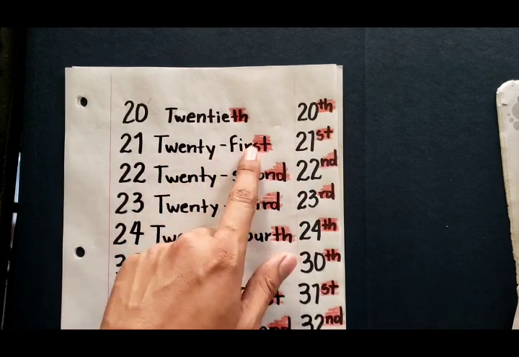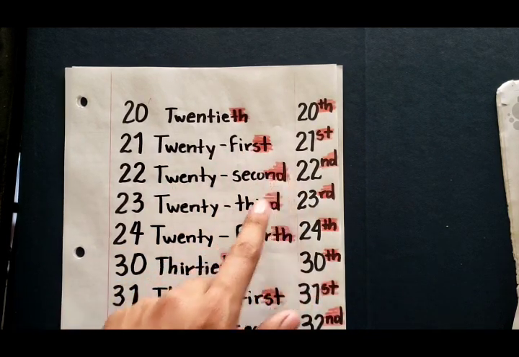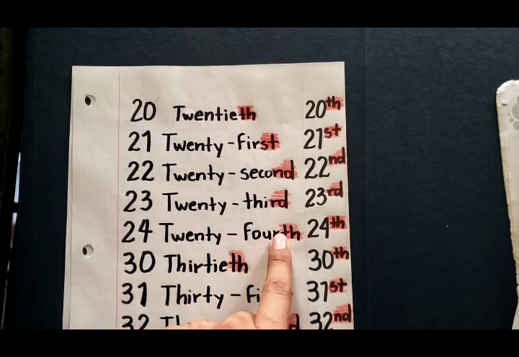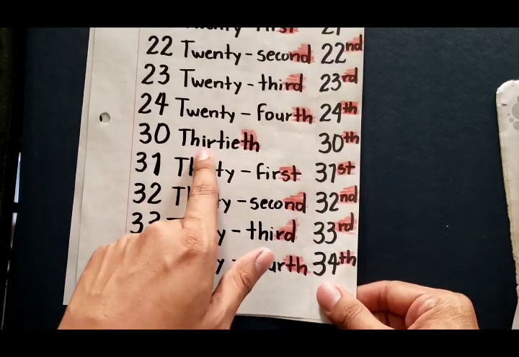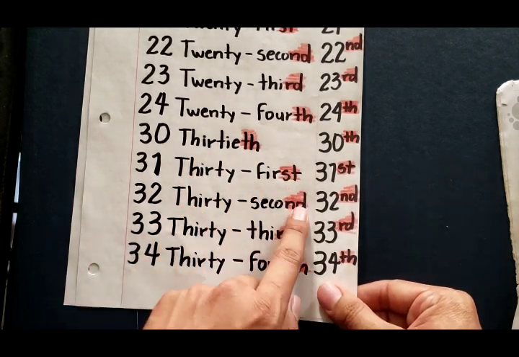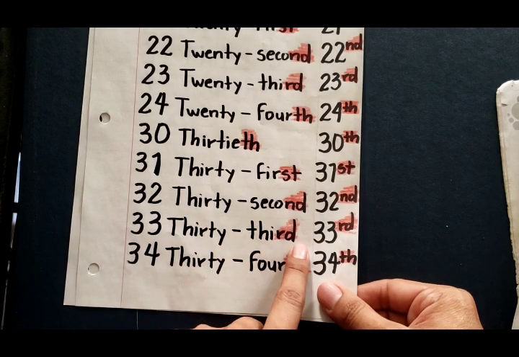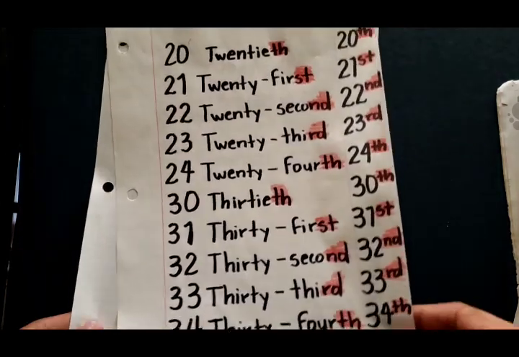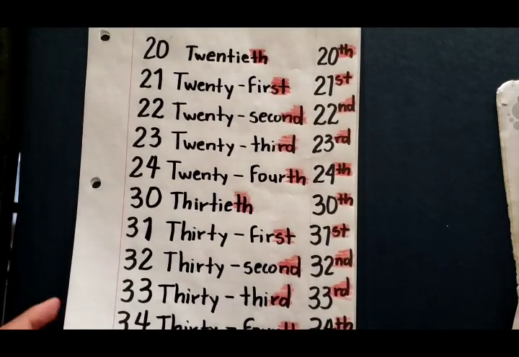Okay, 21st, 22nd, 23rd, 24th. The same goes with the others. 30th, 31st, 32nd, 33rd, 34th. When we write cardinal numbers and ordinal numbers, we need to follow rules.